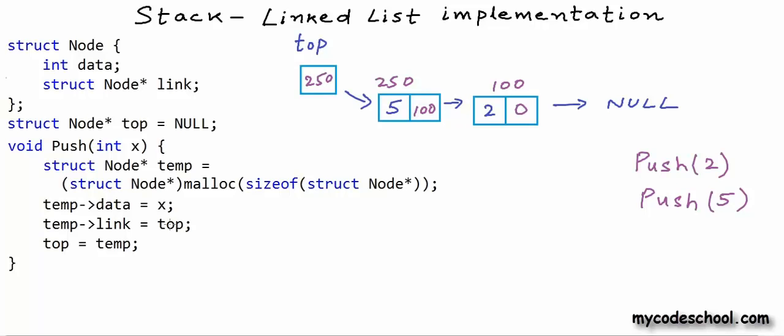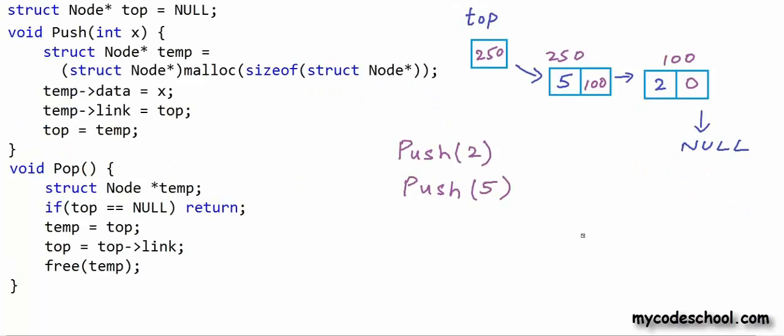Okay, let's now see how pop function will look like. This is my pop function. Let's say for this example, I'm making a call to pop function. If the stack is already empty, we can check whether stack is empty or not by checking whether top is null or not. If top is null, stack is empty. In this case, we can throw some error and return. For this example here, stack is not empty.